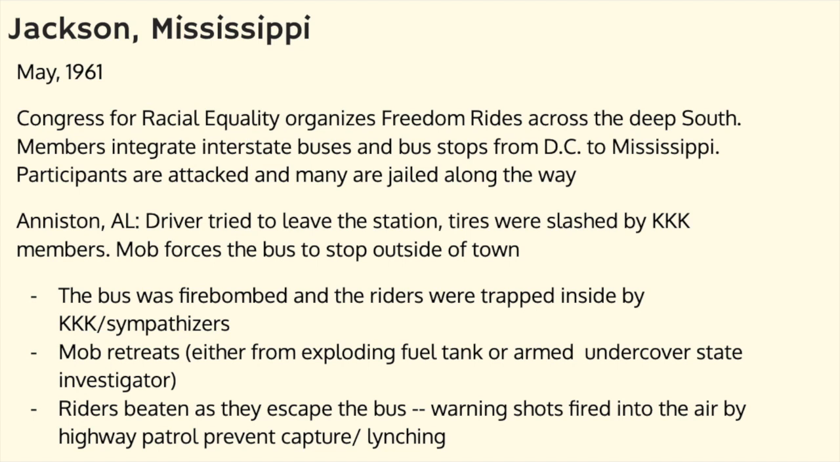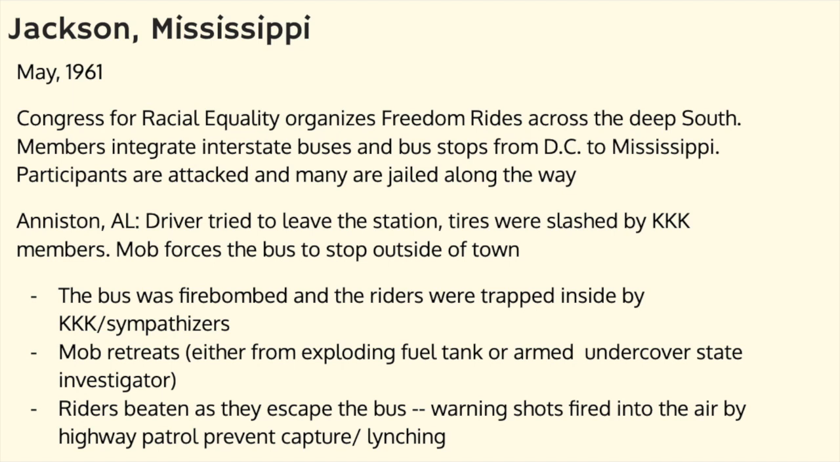When leaving Anniston, Alabama, when the driver tried to leave the station, the tires were slashed by the Klan, and there's a mob that forces the bus to stop. The bus is firebombed. The riders are trapped inside. The riders were beaten as they finally escaped the bus, and there were, fortunately, highway patrol on hand by that point to prevent them from being taken by the Klan, where they would have likely been lynched.